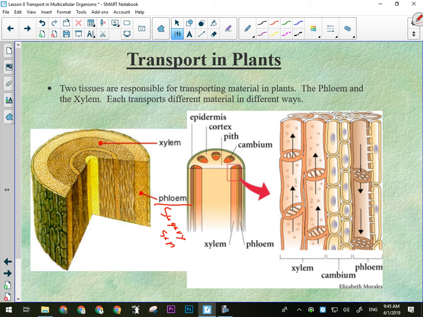The wider a ring is, the better that year was for the plant, because it grew a lot. If it's a really thin ring, then it might have been a really dry year, a really cold year, or something like that. So that's what that looks like if we're looking at a cross section of the plant.